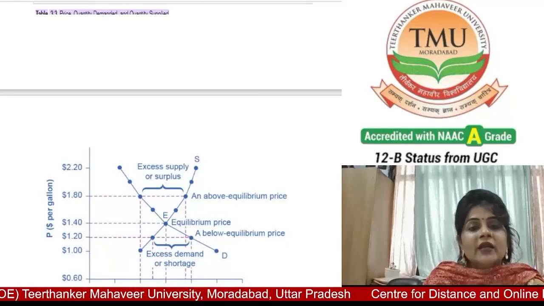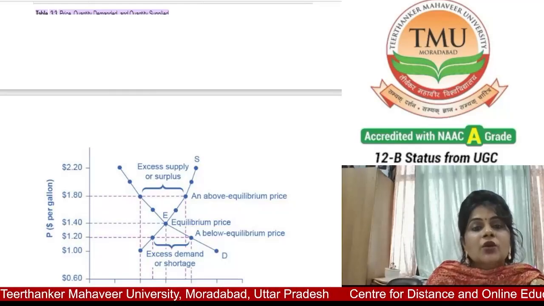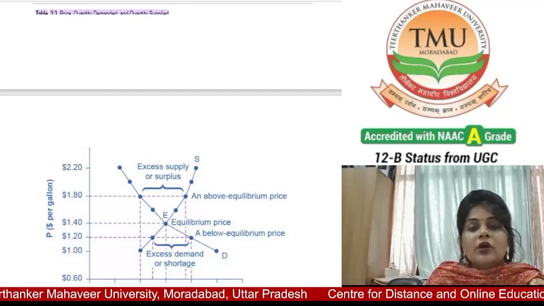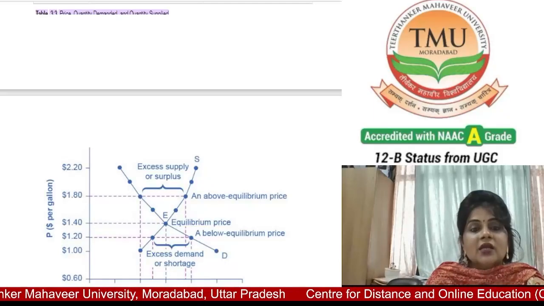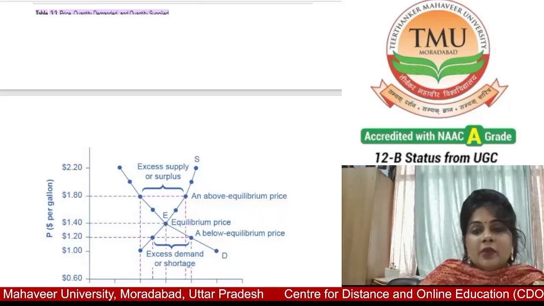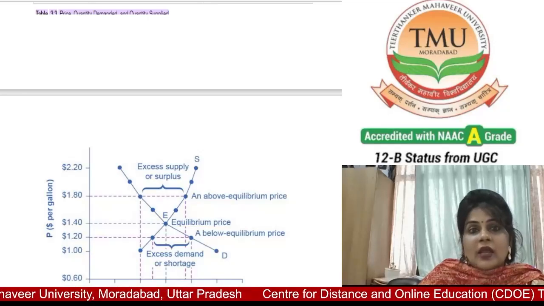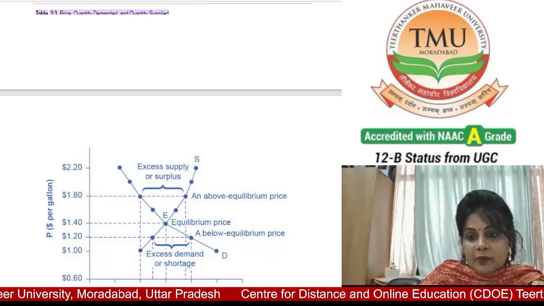Oil companies and gas stations recognize that they have an opportunity to make higher profits by selling what gasoline they have at a higher price. As a result, the price rises towards the equilibrium level. So here you see how the market gets to the equilibrium.